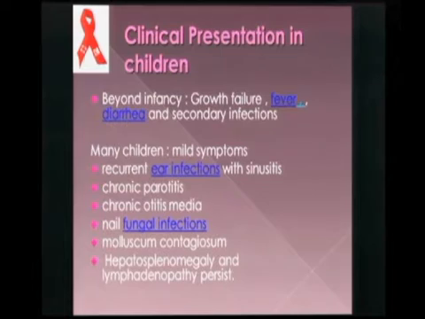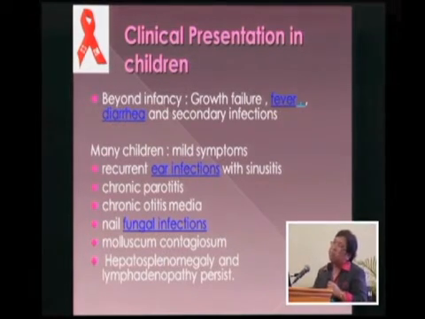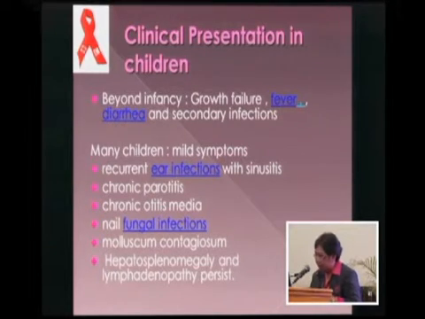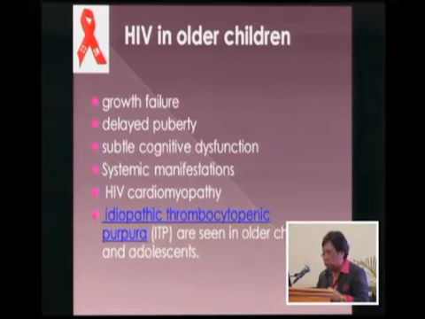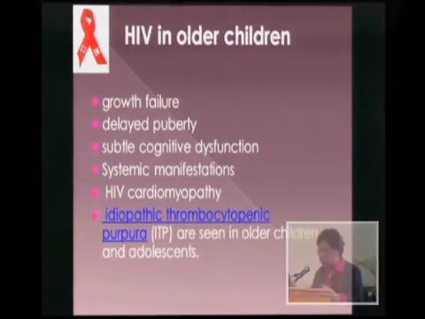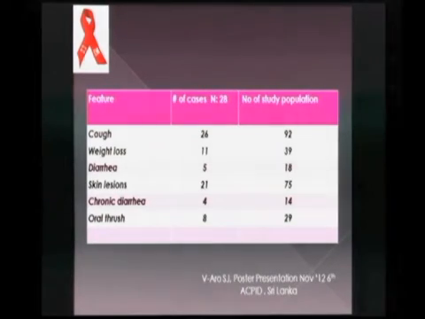Beyond infancy, they presented with growth failure, fever, diarrhea, and secondary infections. Many children presented with mild symptoms like recurrent ear infections with sinusitis, chronic parotitis, chronic otitis media, nail fungal infections, molluscum contagiosum, hepatosplenomegaly, and lymphadenopathy, which actually persist. In older children, they have growth failure. I guess kasi lumaki na sila, and because of frequent illnesses, hindi na sila lumaki. So they have delayed puberty, subtle cognitive dysfunction, systemic manifestations, HIV cardiomyopathy, and including the adolescents, they can present with idiopathic thrombocytopenic purpura.